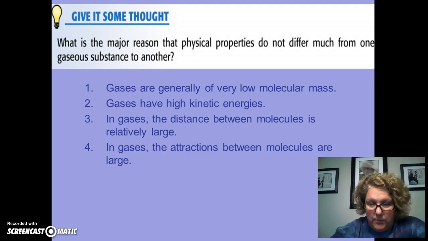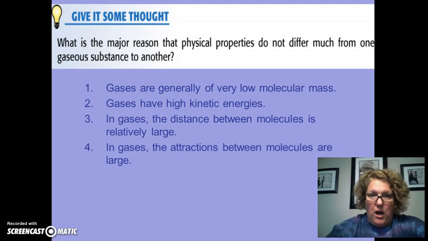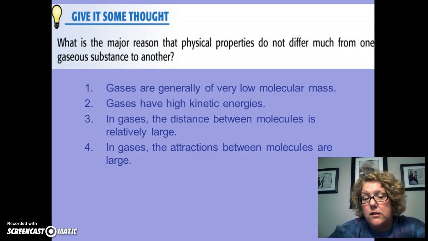Or why is their boiling point not that much different? Well, gases generally have very low molecular mass. It's true, there are some heavier ones. And then the next one, gases have high kinetic energies. Kinetic energy is just the energy of motion, and they do move very fast.